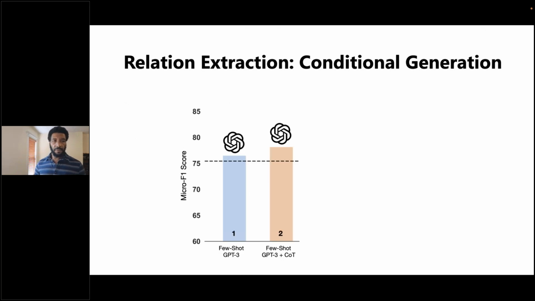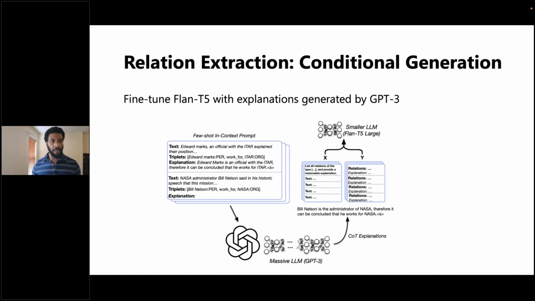In terms of performance, using few-shot with these chain of thought explanations with GPT-3, we see a slight increase in performance. But what we ended up doing was to use GPT-3 to generate these explanations at scale. Again, we use prompting. We gave the model a few examples of inputs, the targets, and the manually written explanations. And then we asked the model to generate explanations for the remainder of the data.